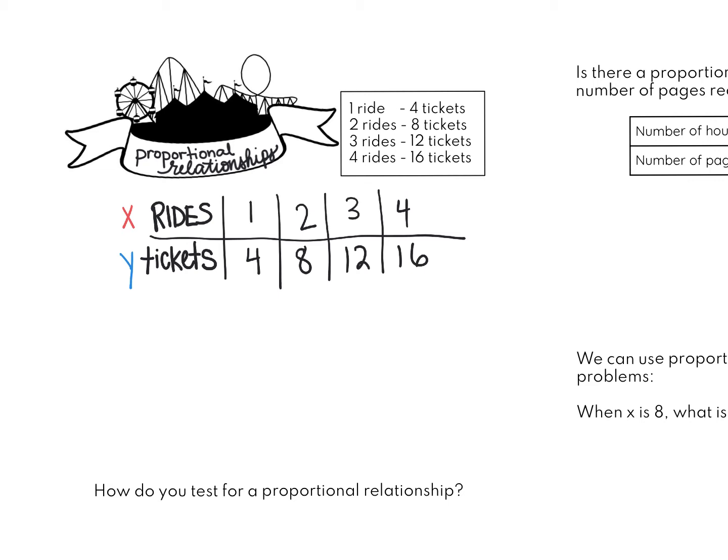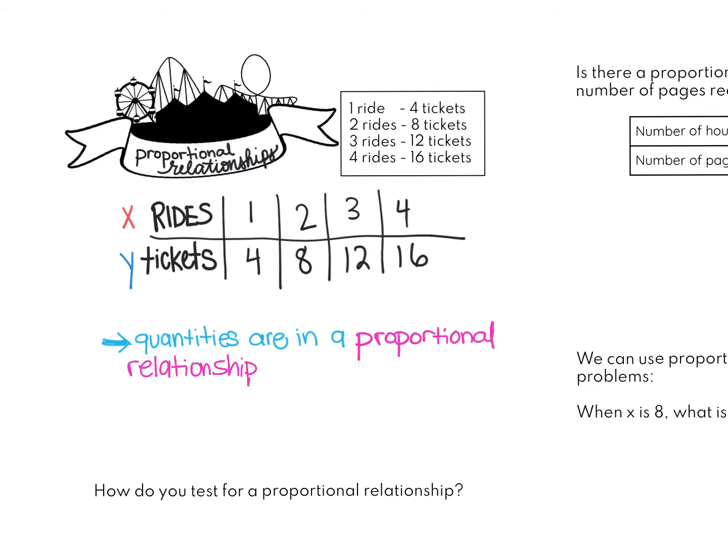Here's the deal. Quantities are proportional if all of the ratios are equivalent. So let's write this down. This is the key takeaway from today's lesson. Quantities are in a proportional relationship if all the ratios are equivalent. We are always going to practice, when we figure out if a ratio is equivalent, taking y divided by x.